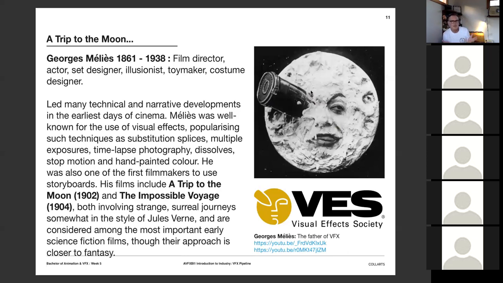The Lumiere Brothers didn't really tell stories. It was a sideshow thing of, oh, look, we've managed to make photographs move, and people were wowed. But Méliès took it a stage further.